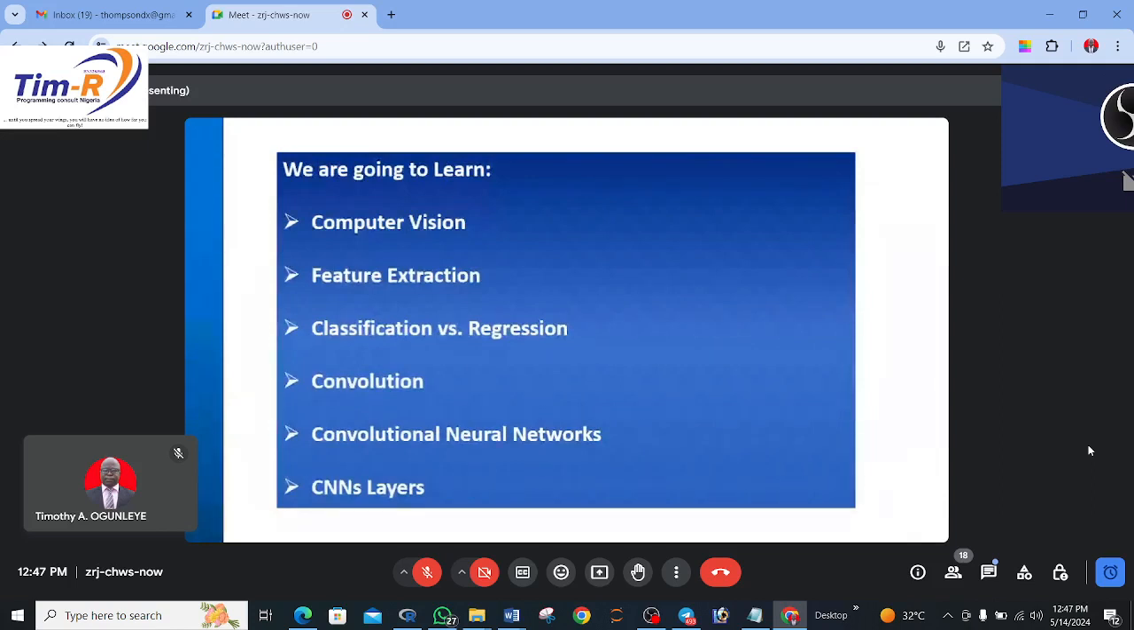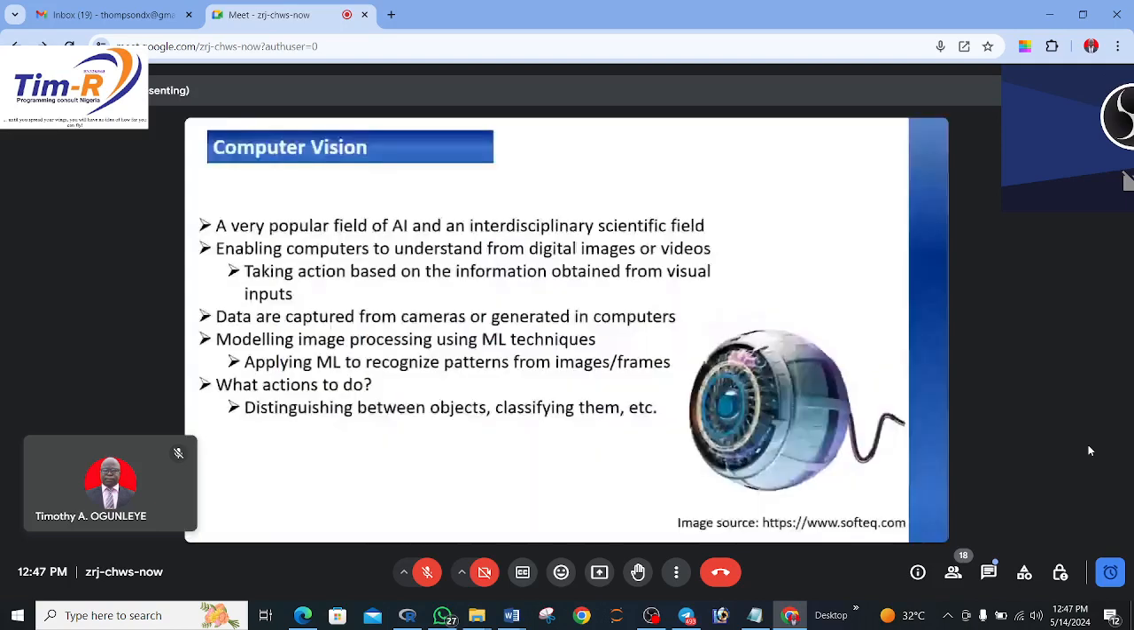Now, what is computer vision? We have been hearing a lot about computer vision. It's a very popular field of AI, and it's a disciplinary scientific field. Computer vision is about enabling computers to understand digital images or videos and take action based on the information obtained from visual inputs. That's what computer vision is. Data are captured from cameras or generated in computers.